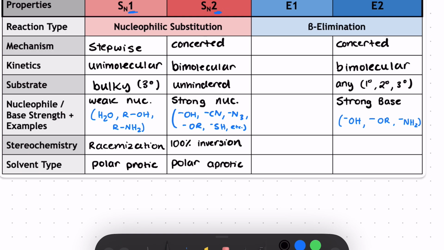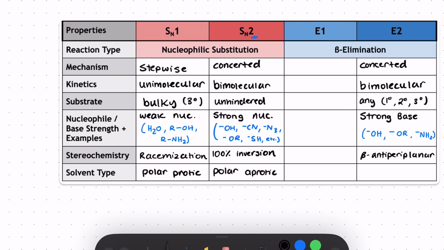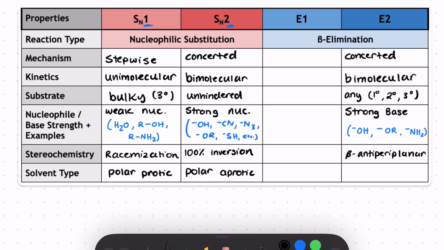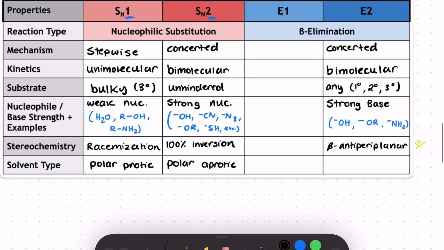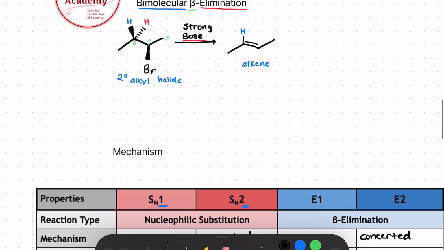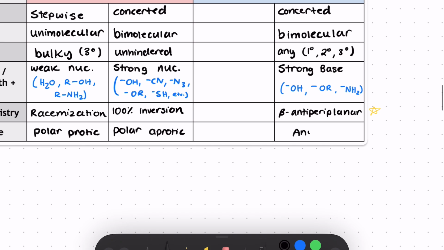Stereochemistry is a little complicated, so again, I'm going to write it out first, okay? The stereochemistry is something that is known as beta anti-periplanar. We have to have beta anti-periplanar stereochemistry in order for this E2 elimination to work, okay? And I'll explain what this word means in just a minute. And then lastly, the solvent type. You'll notice we don't have a solvent. That is because any solvent could really work here. Okay, any solvent could work here.